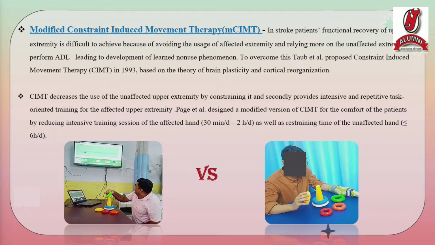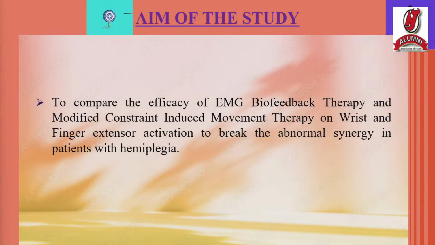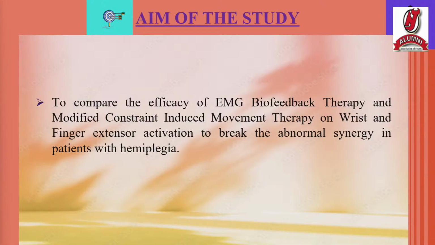But for the patient's convenience and motivation, Page et al. modified its normal version by reducing the time for constraining as well as the practicing time by the affected hand. Next. To the best of our knowledge, there are no studies comparing these two methods. So the purpose of our study was comparing the efficacy of EMG biofeedback therapy and modified constraint induced movement therapy on wrist and finger extensor activation to break the abnormal synergy.